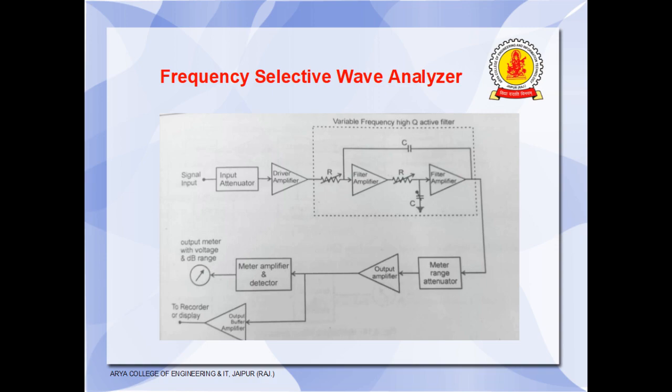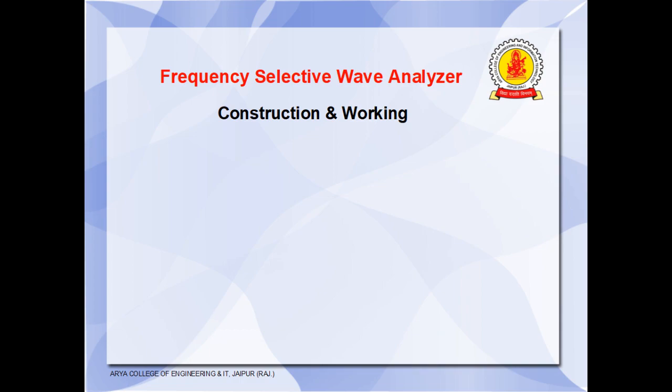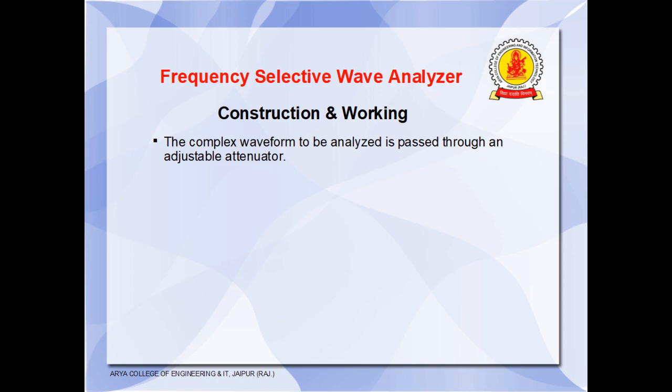We can see the block diagram of the frequency selective wave analyzer, as we have discussed, that it consists of an attenuator, drive amplifier, high Q active filter, meter circuit, and buffer amplifier. It works on the principle of the frequency selective voltmeter. It is tuned to the frequency of one signal and rejects all other signal components, and is used for measurement in the audio frequency range. It has a filter section with a very narrow passband so that the frequency can be tuned. Now we will discuss the construction and working of the frequency selective wave analyzer.